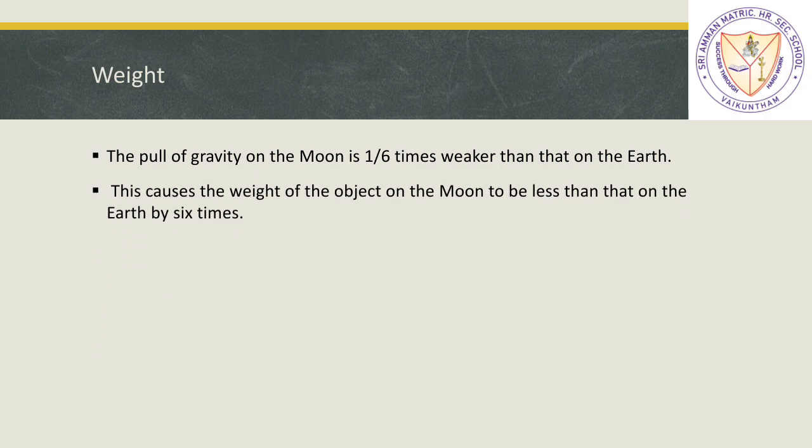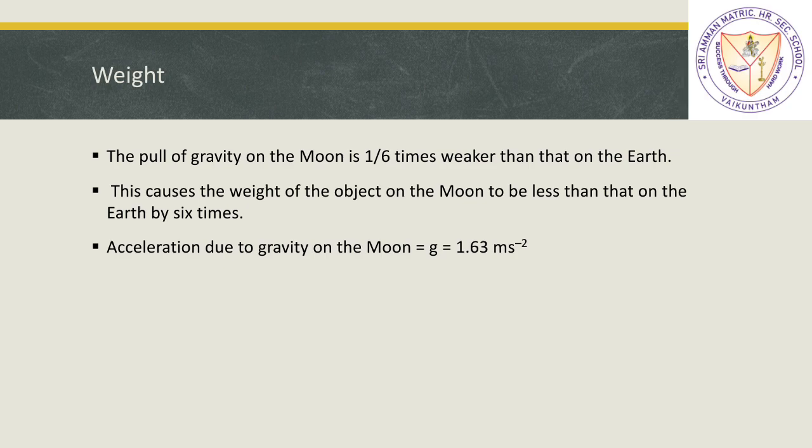This causes the weight of an object on the moon to be less than that on the Earth by 6 times. So if the weight on Earth's surface is 6 newtons, on the moon's surface the same object will be equal to 1 newton, less by 6 times. Or on Earth it is 6 times more. It is 6 newtons, the other one is 1 newton.